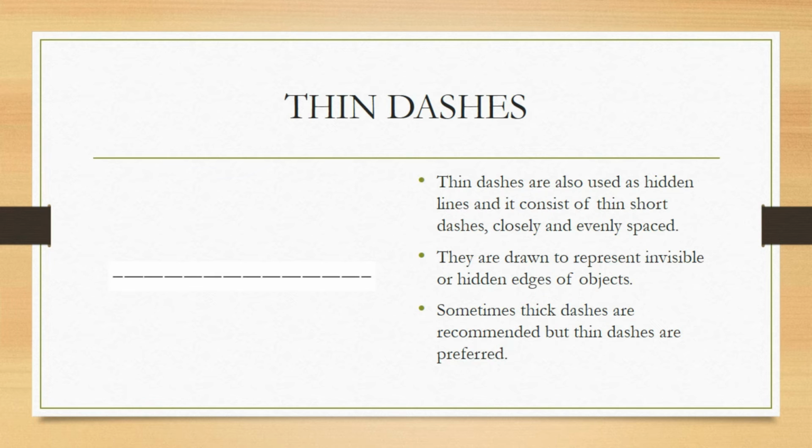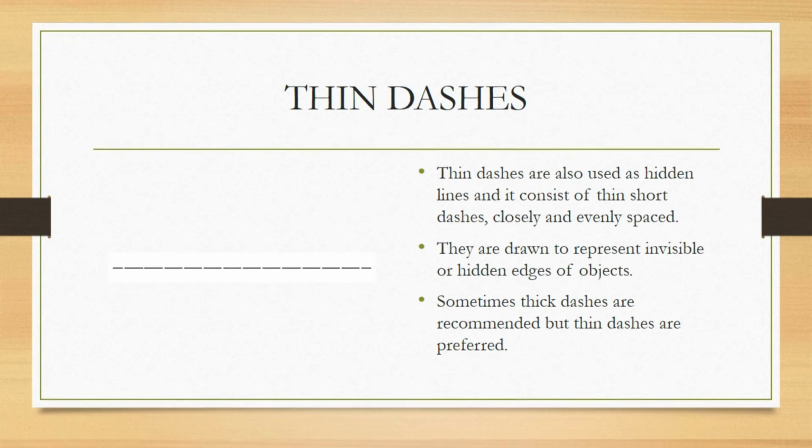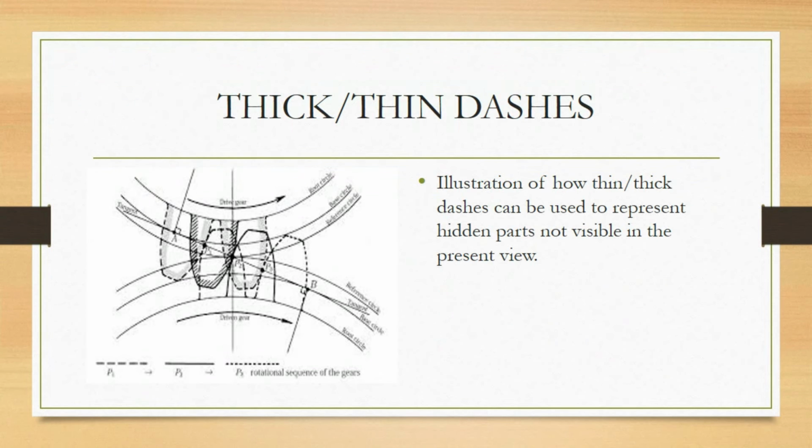Thin dashes are also used as hidden lines, and they consist of thin short dashes, closely and evenly spaced. They are drawn to represent invisible or hidden edges of an object. Sometimes thick dashes are recommended, but thin dashes are preferred. This is an illustration of how thin and thick dashes can be used to represent hidden parts that are not visible in the present view.